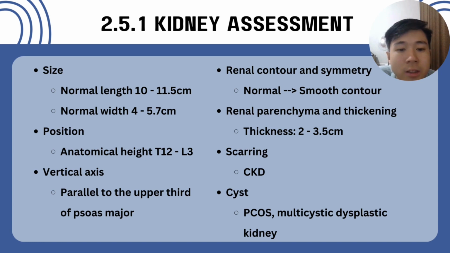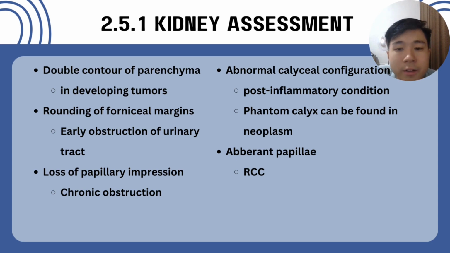As for the thickness, it's 2 until 3.5 centimeters. And then we can see if there's scarring in the kidney. It can refer to CKD if it's found. And then there are cysts that can be found, which refer to PCOS and multicystic dysplastic kidney. We can also find double contour of parenchyma in IVP. It's found in developing tumors.